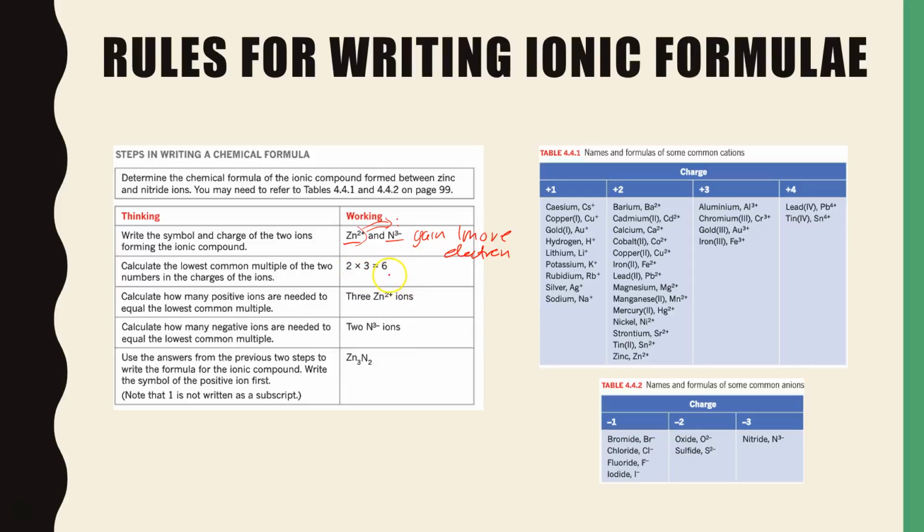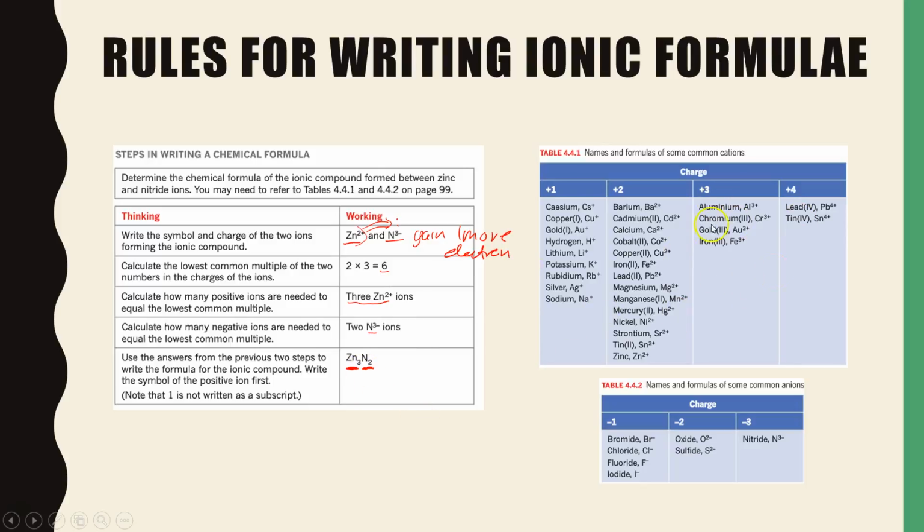Common denominator is 6. So how many lots of zinc are required to lose 6 electrons? There's 3 lots of zinc required to lose 6 electrons. And how many lots of nitride are required to gain 6 electrons? Well, we need 2 of them. So the compound would then be metal first, always metal first, zinc, 3 lots of them, Zn3 in subscript, and N nitride, 2 in subscript also.